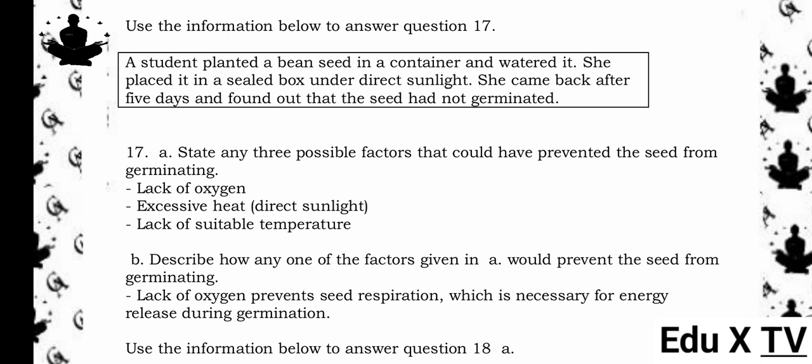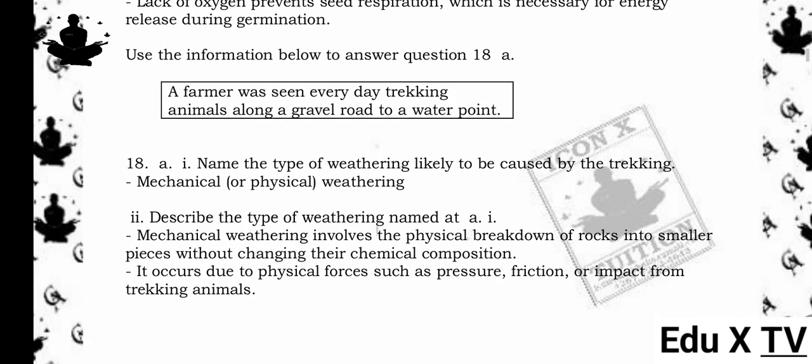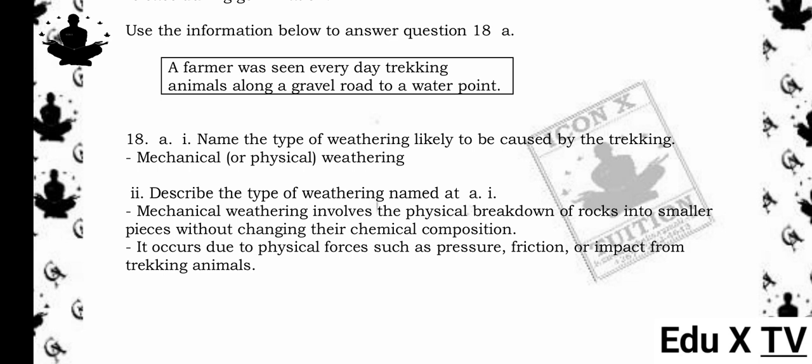B. Describe how any one of the factors given in A would prevent the seed from germinating. Lack of oxygen prevents seed respiration, which is necessary for energy release during germination. Use the information below to answer question 18A. A farmer was seen every day trekking animals along a gravel road to a water point.